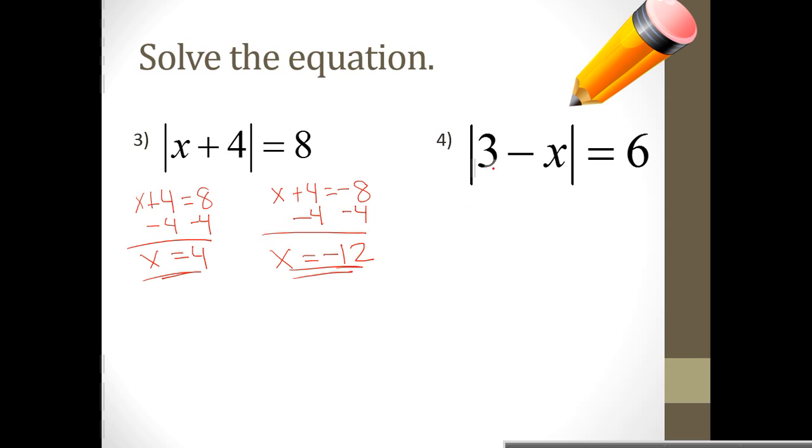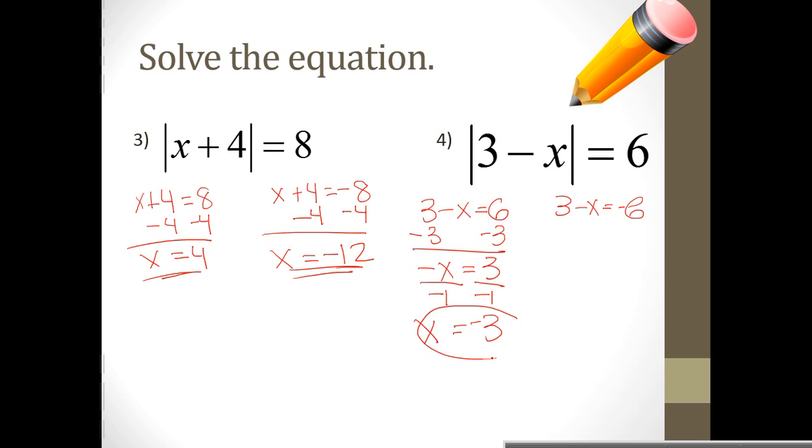Welcome back from pausing. So what you should have done is you would have taken 3 minus x, you would set it equal to 6, and do 3 minus x equals negative 6. So I'm going to subtract 3 from both sides. You got negative x equals 3, divide by my negative 1, and I get x equals negative 3 for one of my answers. So you should have gotten negative 3.